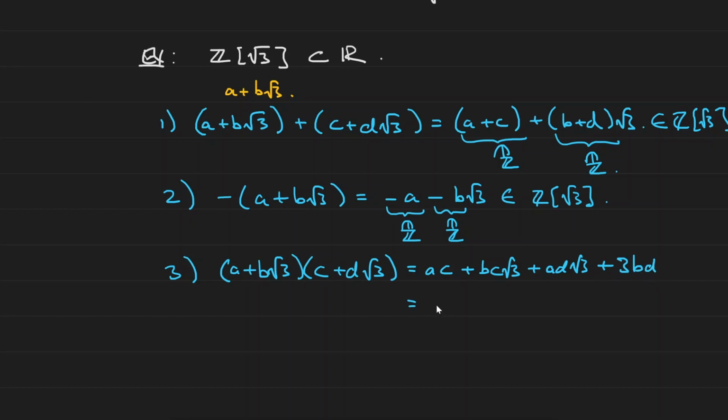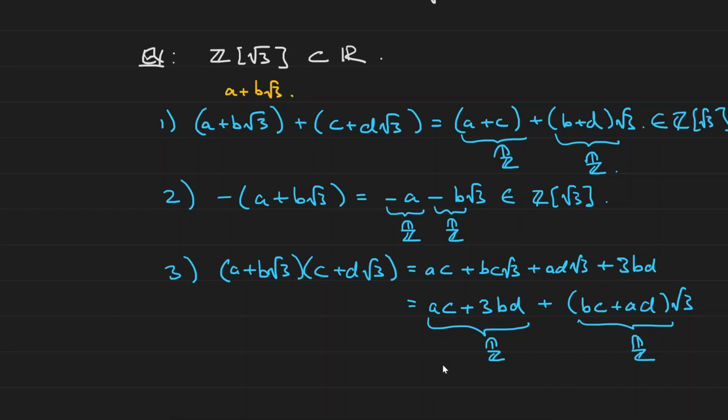Now I'm going to move things around a little bit. First of all, I'm going to have AC plus 3BD, and then I'm also going to factor out the root 3, and we're going to get BC plus AD square root of 3. Now AC plus 3BD is obviously an integer. Also BC plus AD is also an integer. So this element does indeed take on the form that's required. So it is still in the ring Z adjoined square root of 3.